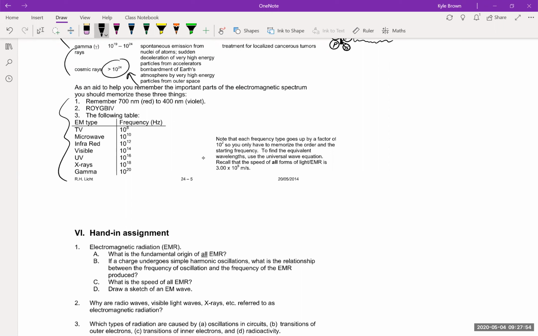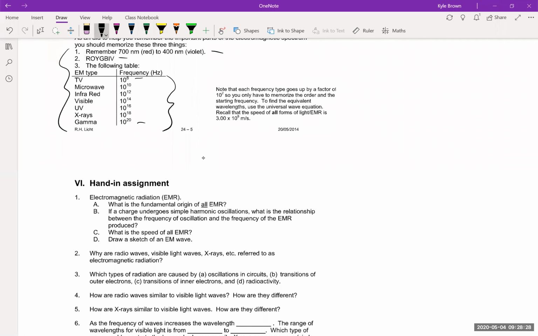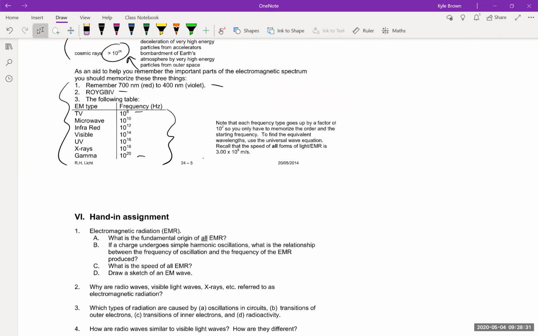Okay, so here are things to help you memorize some of these that you have to. You should remember that light is in the range of 700 nanometers for red to 400 nanometers for violet. That's the range that visible light is in. You should remember ROY G. BIV for your colors for visible light. And then generally, you could remember that TV starts at 10 to the 8 for frequency, and gamma goes all the way up to 10 to the 20, and they go up in steps of 2. So that's kind of helpful there. That's what I would look at to memorize if you can.